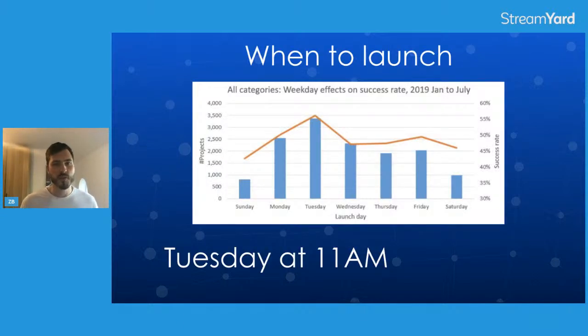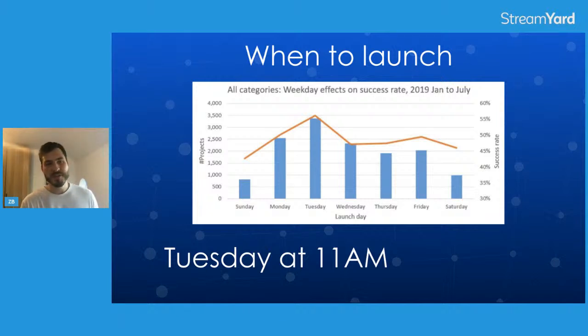So when should you launch your crowdfunding campaign? There are differences between campaigns, but generally speaking, you want to launch on a Tuesday at 11 a.m. This is because weekends are notoriously bad for crowdfunding, and you always want to make sure that the first couple of days of your crowdfunding campaign are really strong, because most of the time in the first 72 hours or in the main 4 days, the first 4 days of a crowdfunding campaign, you can already tell whether it's going to be successful or not.